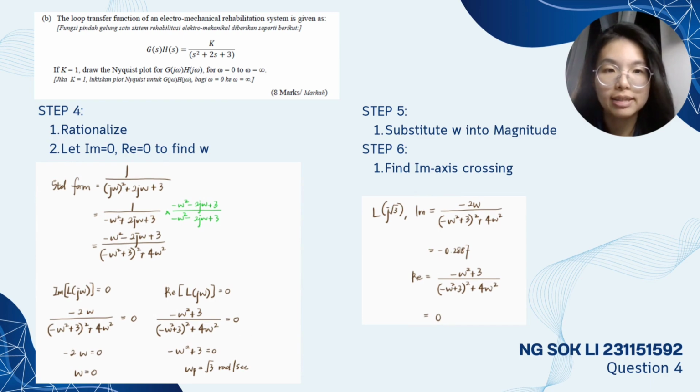Then we follow step 4 to draw the Nyquist plot, which is to do rationalization. We have to cancel the imaginary j from the numerator part of the transfer function. After that, we let imaginary equals 0 and real equals 0 to find omega. From the calculation that I did, the imaginary part gives omega equal to 0 and the real part gives omega equal to square root 3.